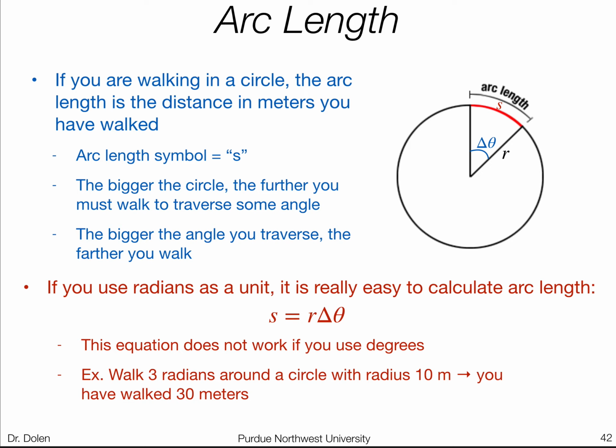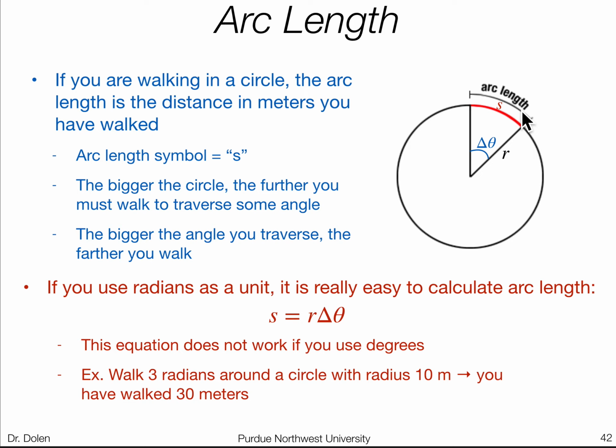All right, so if you're walking in a circle, you're walking along this black line here, right? The arc length is the distance in meters you have walked, right? So if you've only walked through this amount of angle, you haven't walked around the whole circle, you've only walked this far. So how far have you walked? Well, we're going to call that distance S, and the name for that is the arc length.